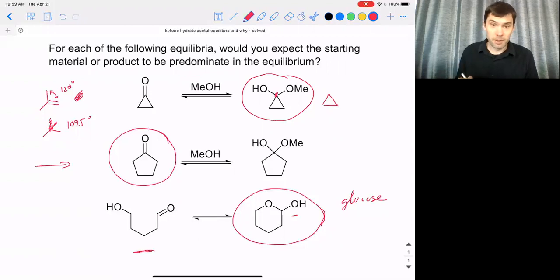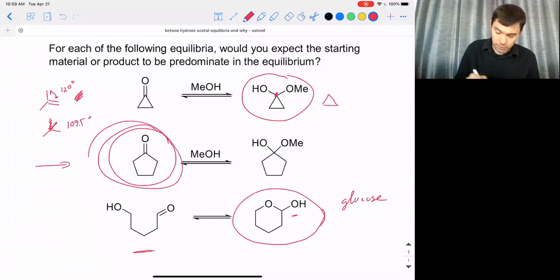Remember, the default assumption should be that you're going to end up with the ketone at equilibrium most of the time. The only way to push it towards the product really is to have strongly dehydrating conditions.